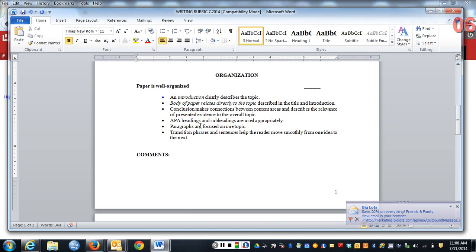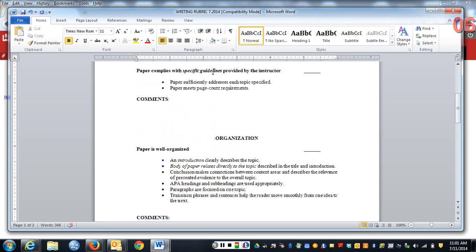Is there an APA heading and subheading that's used appropriately here? Are paragraphs focused on one topic, or are they all over the place and don't really flow together? Are there transition phrases? This is about organization. So they might have met the specific guidelines, but it could be poorly organized. So even though there's 5 pages as required, it might not have a conclusion. So that would not be well organized.